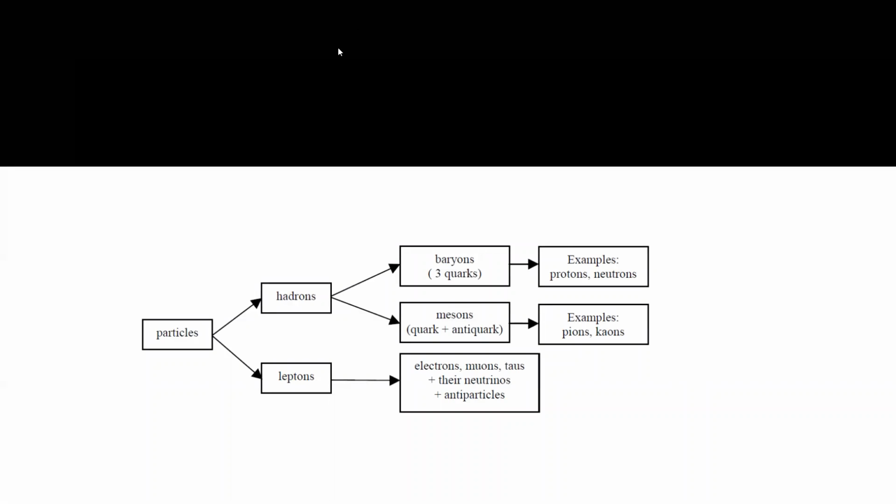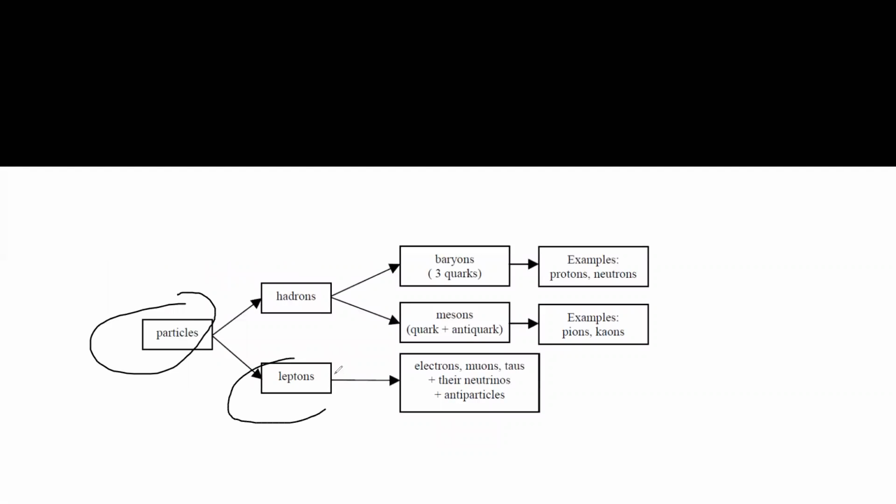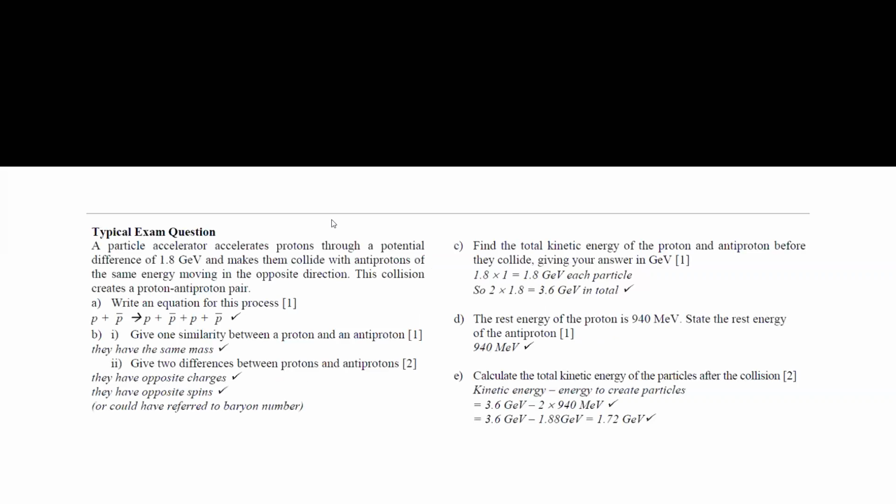So basically, the particles can be divided into leptons, which experience the weak nuclear force, and hadrons, which experience the strong nuclear force. These hadrons are further divided into baryons and mesons. Baryon means a combination of three quarks. Meson means a combination of a quark and an antiquark. Examples of baryons are proton and neutron, and examples of mesons are pion and kaon. And examples of leptons: electron, muon, tau, and their neutrinos and their antiparticles are all leptons.